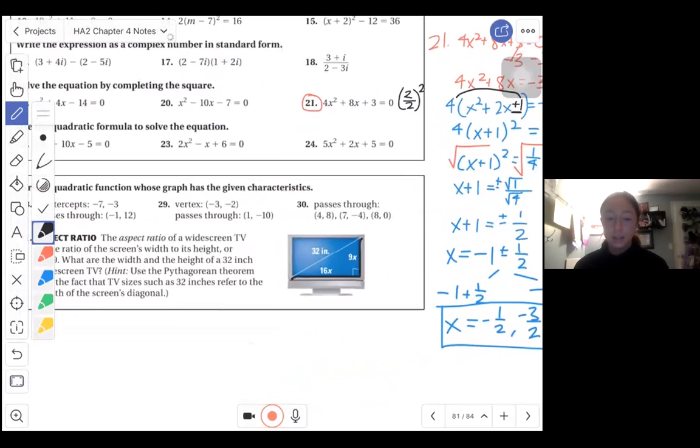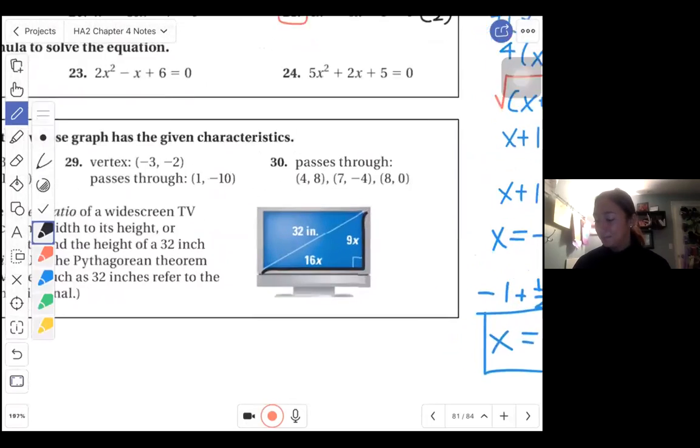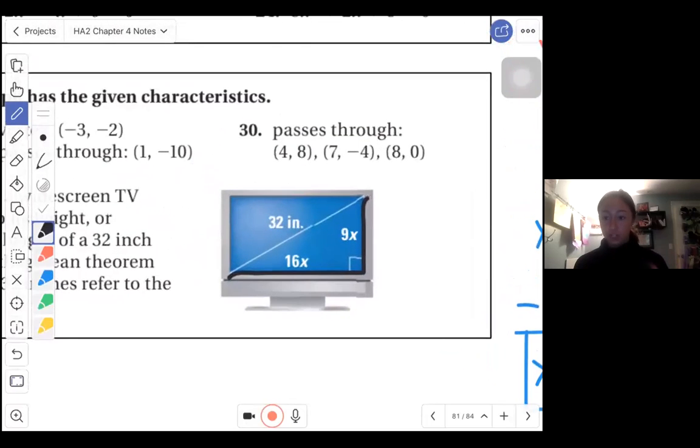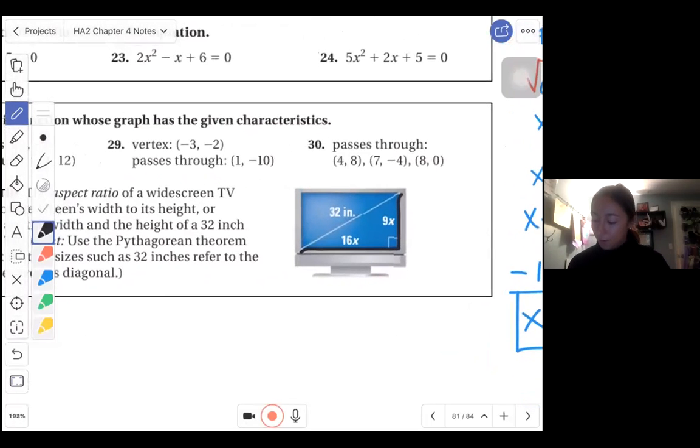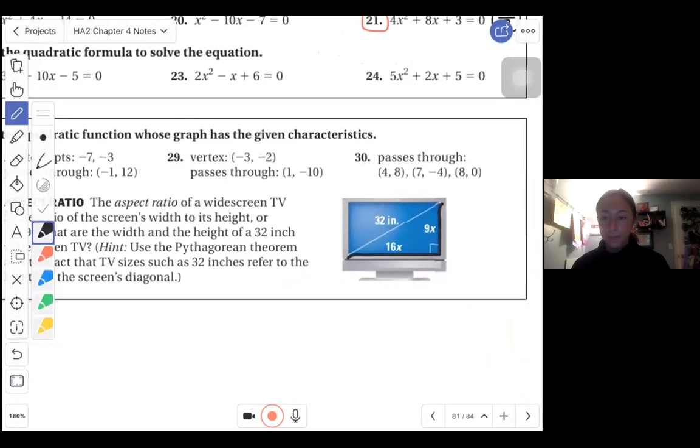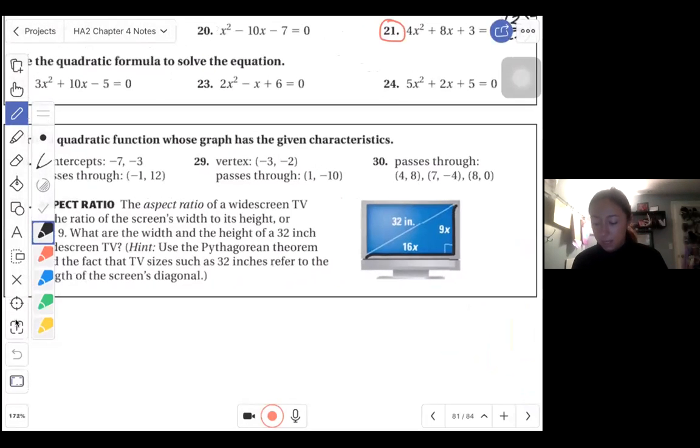And then the diagonal, that's actually how you measure TVs. I personally didn't know that until a few years ago, that a 32-inch TV is the length from corner to corner. I actually didn't know that for a long time. So how are we going to find that x? We need to find that x. Here was an idea as to how we could figure that out here. They're saying hint. There's a hint there.